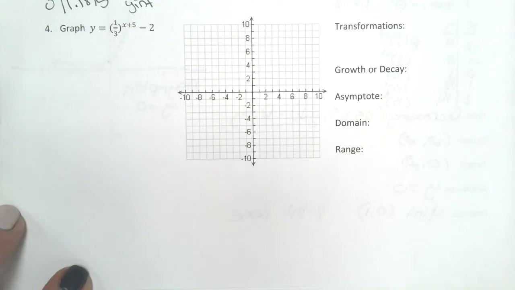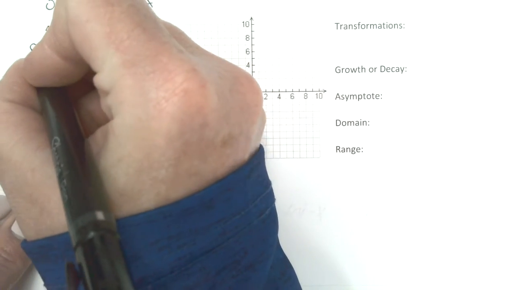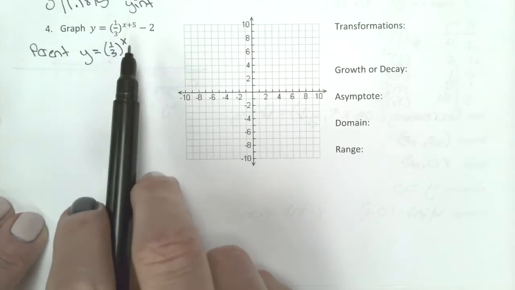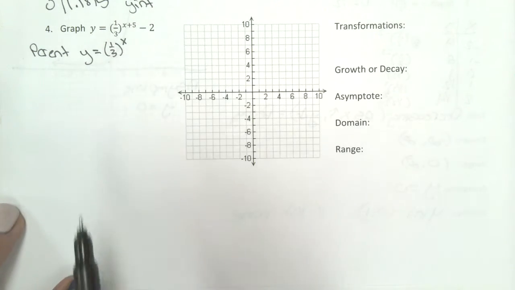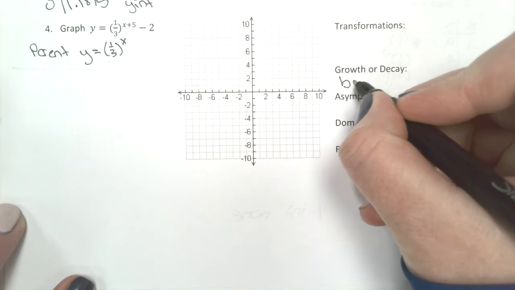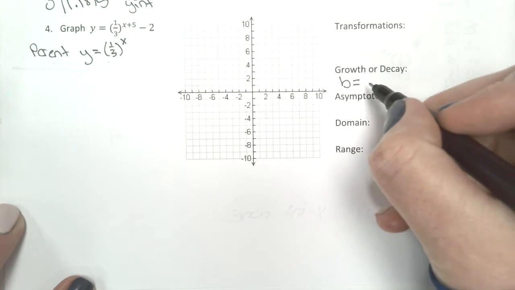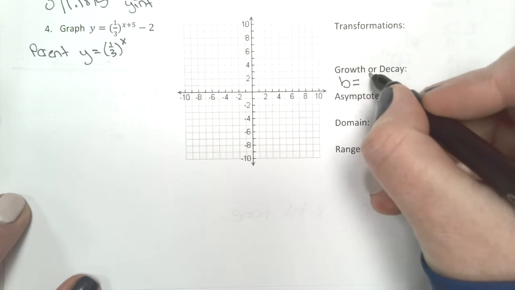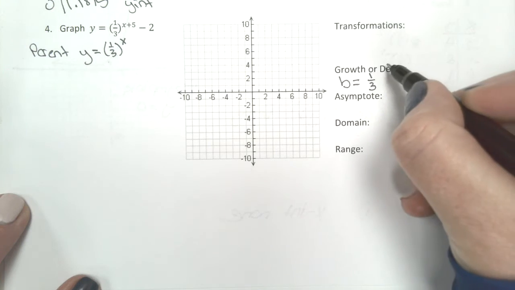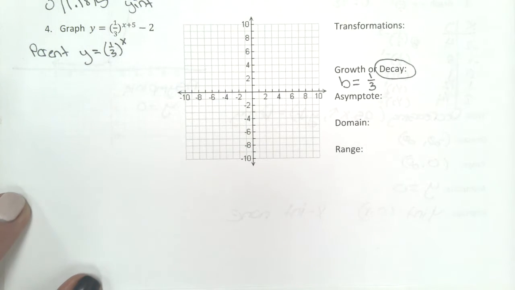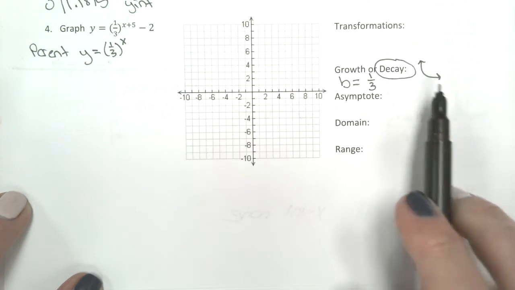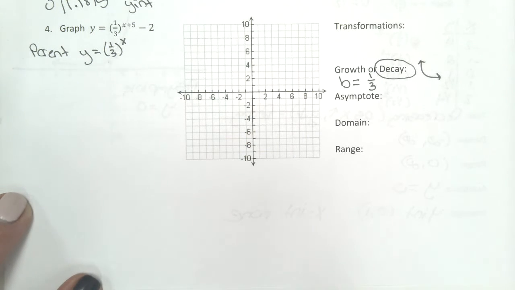Now let's graph this one. This time, my parent function is y equals 1/3 to the x power. So that means that's my b. Whatever your parent function is, that tells you if you're going to have growth or decay. So b equals 1/3. 1/3 means that I have a decay function. If you have a decay function, that means that your graph should be going down. It should end up looking like this.